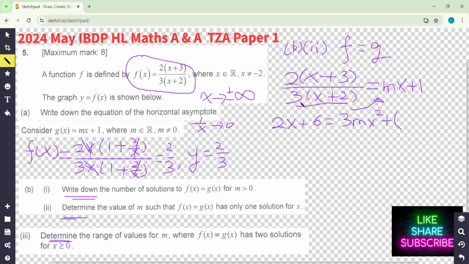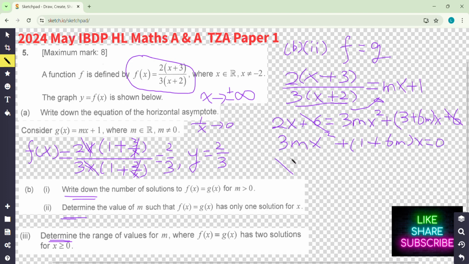And this one multiplied is 3mx squared plus how many x? Okay, 3x times 2, okay, 3 times 2 is 6 times m, okay, so plus 6mx, and then 3 times 2 is 6 times 1 plus 6, okay. So we do it slowly in this way, and then you will find out the 6 cancels out, and you move the 2x to the right hand side, it becomes minus 2x, so 3 minus 2 becomes 1. So the equation becomes 3mx squared plus 1 plus 6mx equals 0.